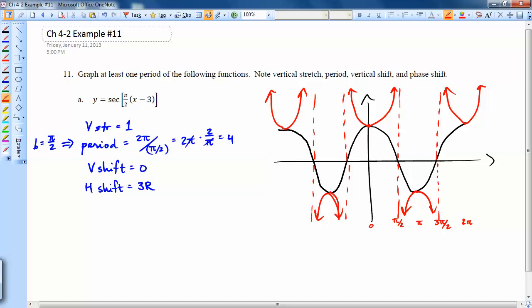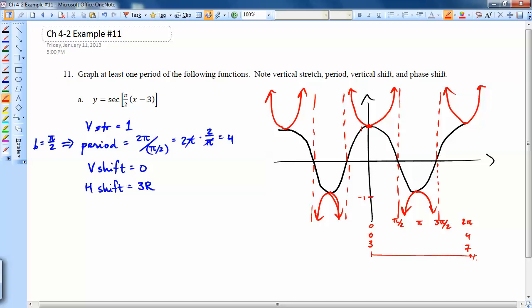So now I've got a decent amount of stuff to look at here. Now, normally this low point's at -1 and the high point's at 1. And I didn't stretch it vertically, so it's still -1 and 1. And then I didn't shift it up or down, so it stays there. The period, though, is 4. So instead of going from 0 to 2 pi, it's going to go 0 to 4. But then I move everything 3 units right, so really it's going to go from 3 to 7 in this range where I was before.